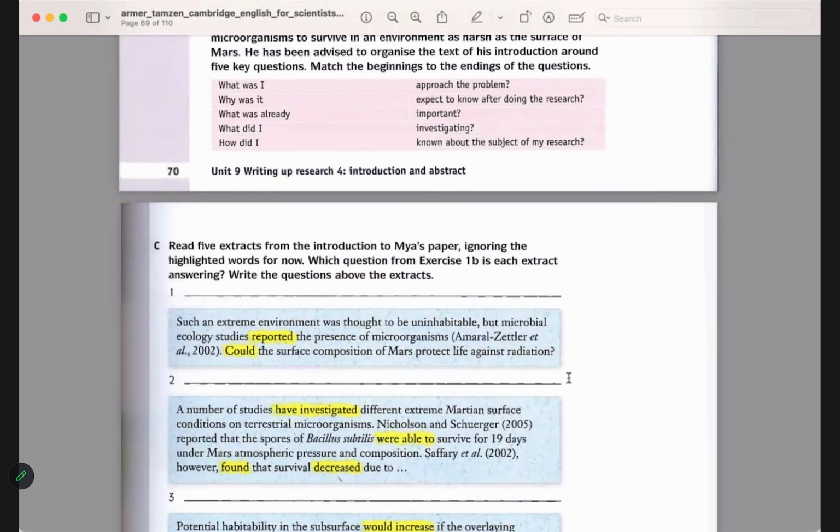Okay. Maybe first of all we should approach the problem, explain why it's important, try to show what we are expecting after our research, and explain what we know already and do some investigation. And what about how did I approach the problem? Yeah, it's the first one. Approach the problem? No.